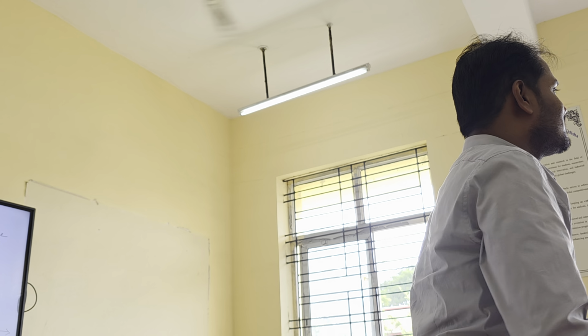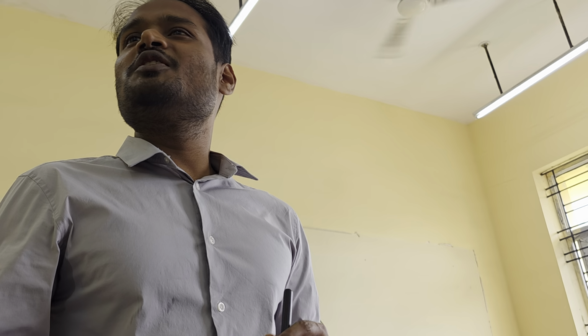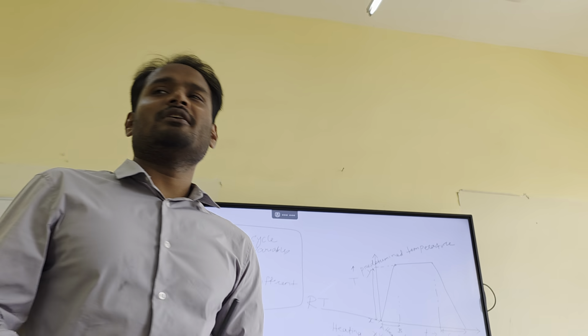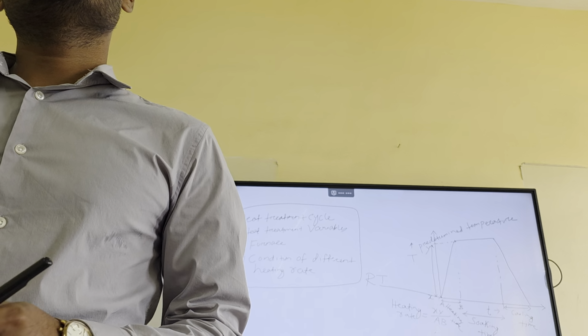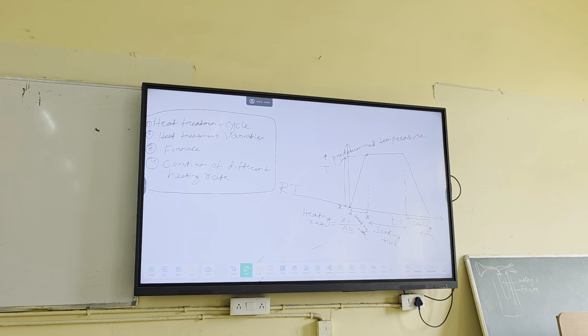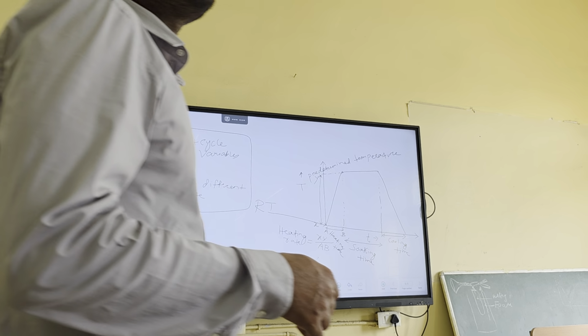You are saying something. Can you justify it? I mean, change in crystal structure means what? New grains will be formed. Okay, fine. Those are actually austenite grains. Grain coarsening will occur. No, we don't want grain coarsening.